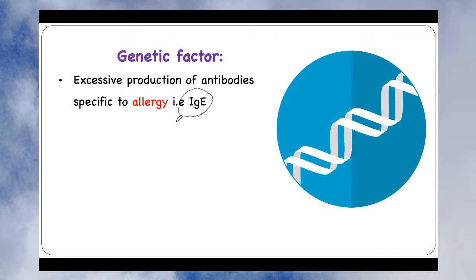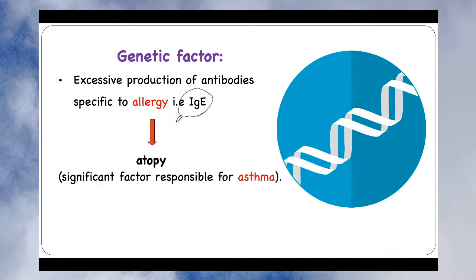So if you can control the level of the antibody, you can easily control the different manifestations of bronchial asthma. When there is excessive production of the antibody which is specific to the allergy, the condition is called atopy, and those patients are called atopic patients. So atopy is a significant factor responsible for asthma, a very important factor. So we have seen two important factors: one is allergy and the second is the genetic factor.